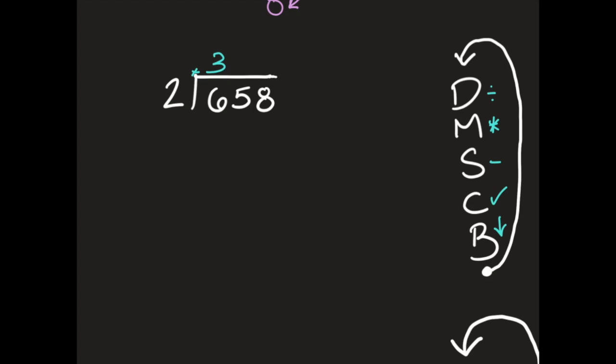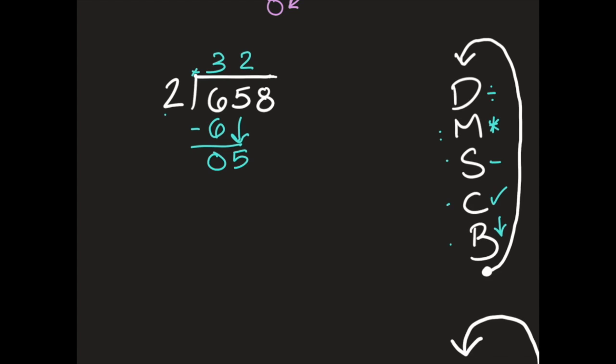Put my little multiplication to remind me. Multiply, 3 times 2 is 6. Subtract, 6 minus 6 is 0. Check. Is that smaller than 2, my divisor? Yes. Bring down my next number, which is my 5. So now how many groups of 2 can fit into that 5 right there? And I'm going to say 2.